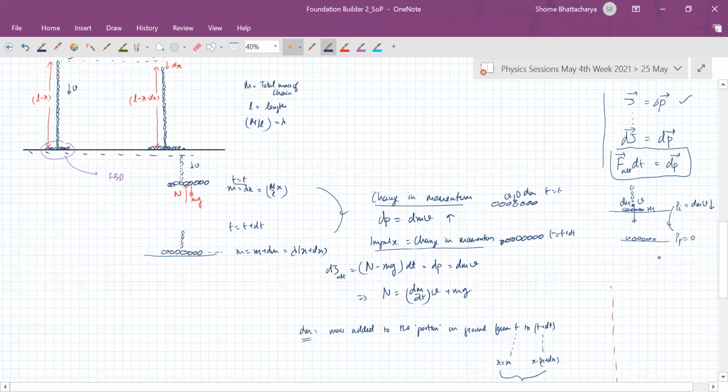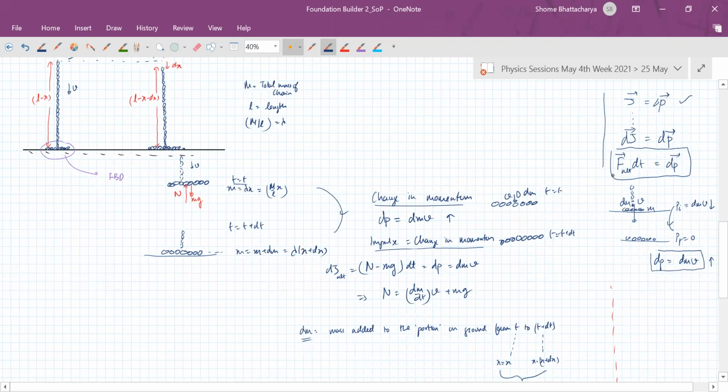So between here and here, what is the change in momentum? The change in momentum is that particle of mass dm coming to rest. So its momentum has got absorbed by the ground. So it's got an upward change in momentum. It's clear now? Yes, sir.